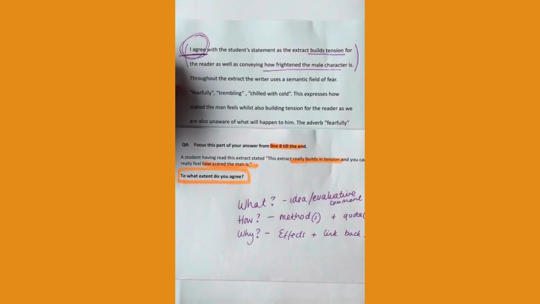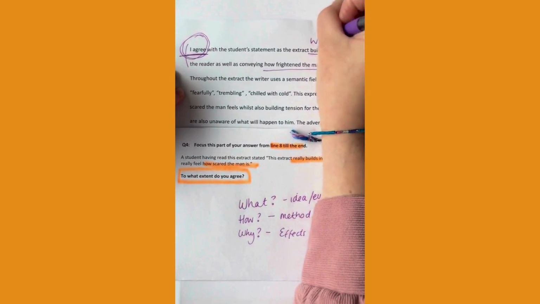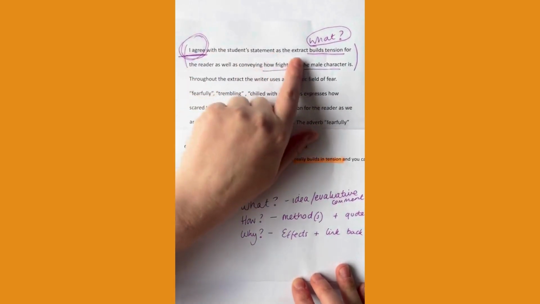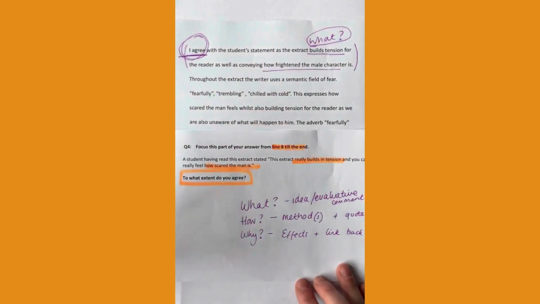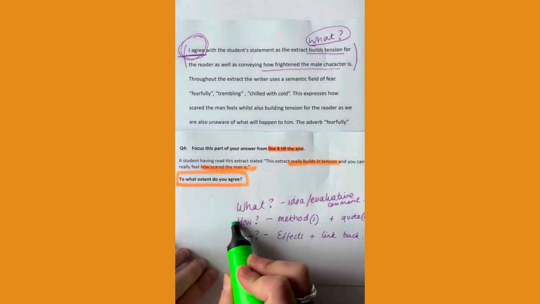So this, in this paragraph, is our what. Because I've already said what's going on. I've already said that tension is built and this is how the character is shown to be scared. So I've made my statement, I've said that. Then what I need to do is I have to show the method. So we're on to the how part now.